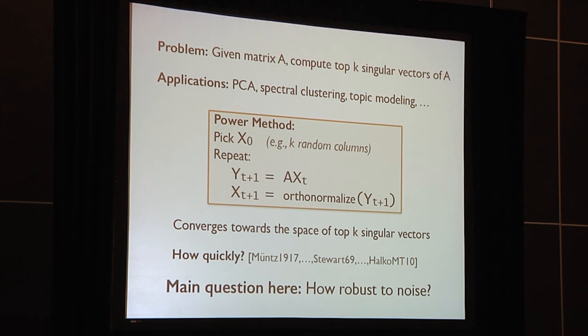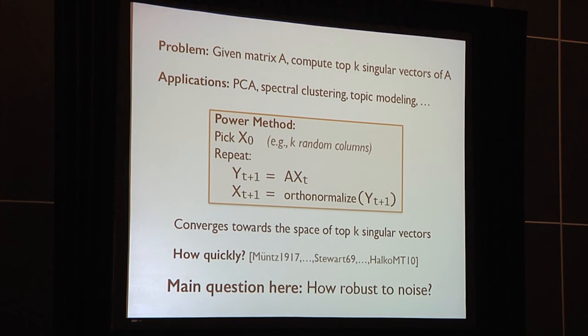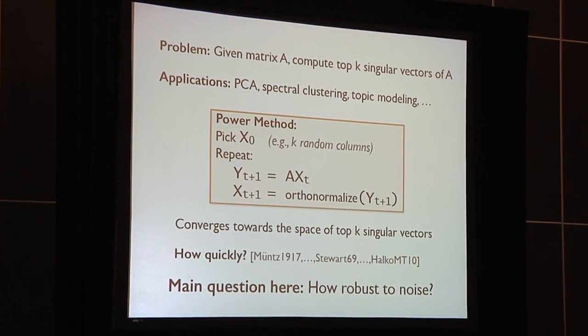And all you do is you repeatedly multiply your matrix A by those k vectors, x sub t, and to keep things nice, you orthonormalize the resulting matrix, okay? And so this gives you a sequence of matrices, and the range of this matrix x sub t converges to the space spanned by the top k singular vectors. So it's known that that happens.